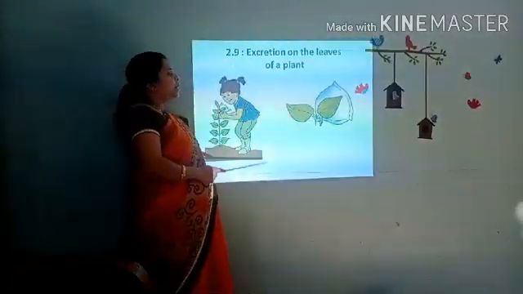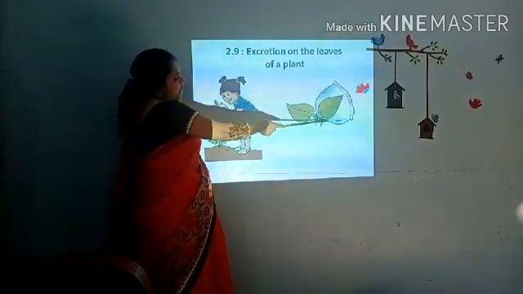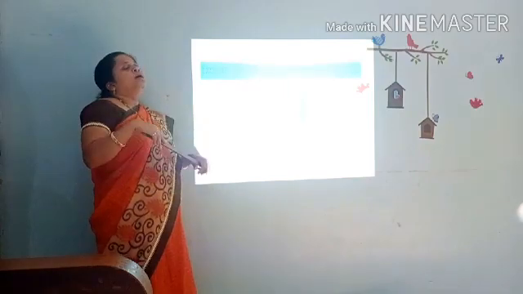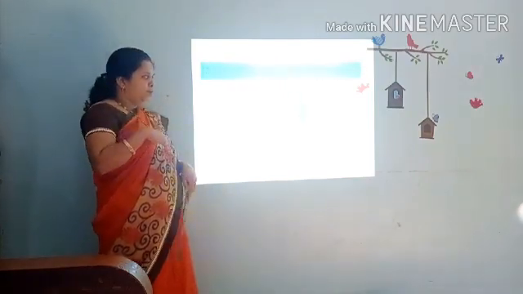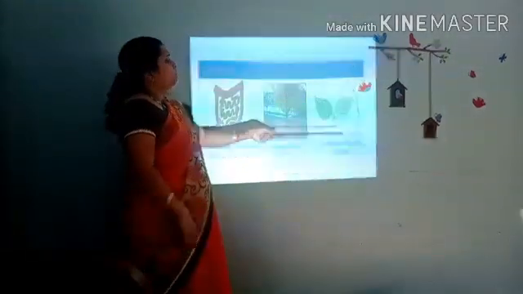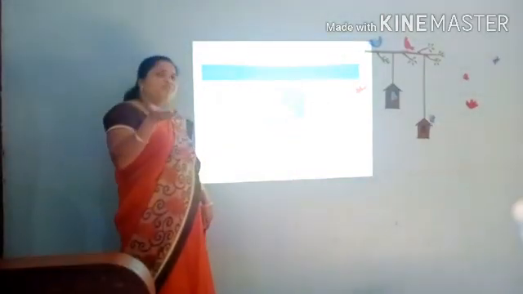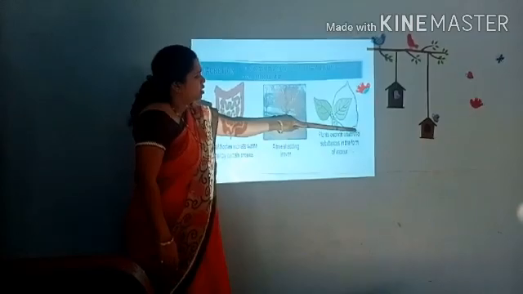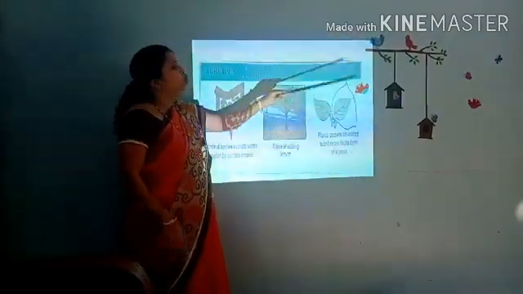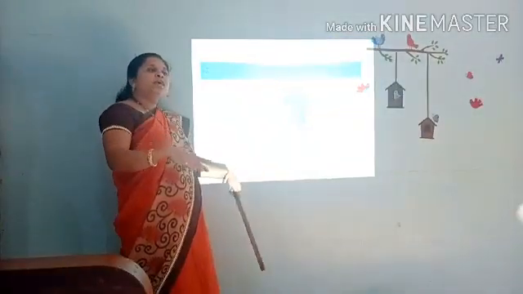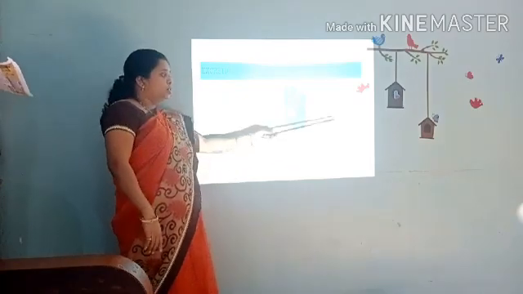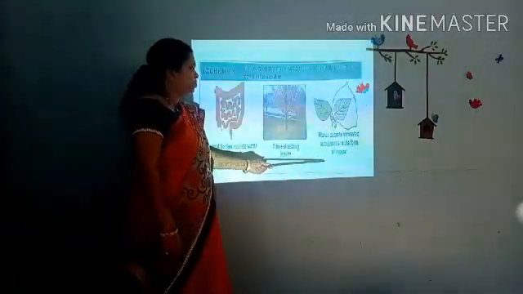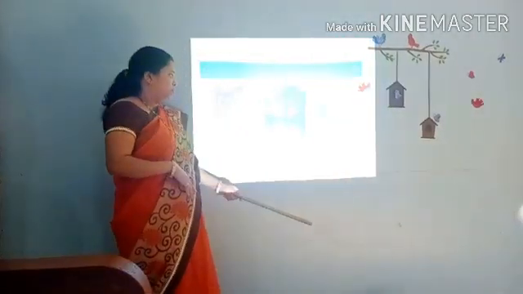So when we tie a carry bag to a leaf of a plant, and the plant throws out its waste product with the help of the leaf in the form of vapor, that vapor will be collected here, and when that vapor cools down, you can see droplets of water on the carry bag. So plants excrete unwanted substances in the form of vapor.